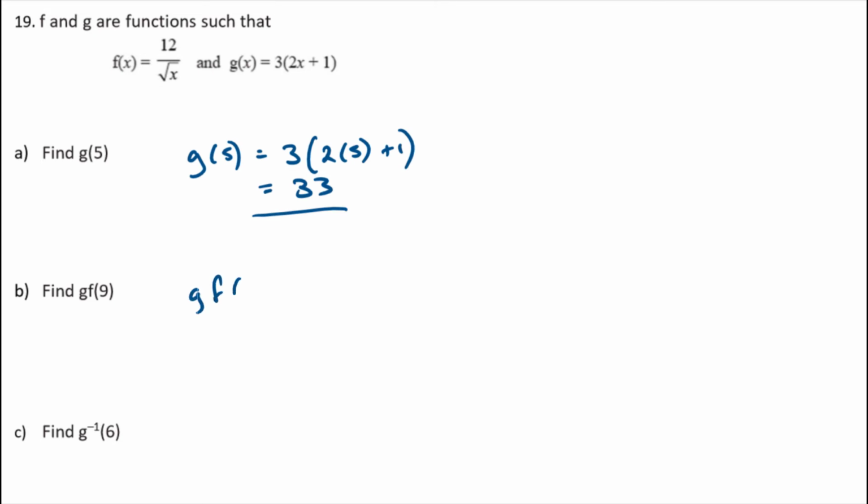G f of 9 is like taking my 9 and subbing it into f, and then taking that and subbing it into g. So f of 9 is 12 over root 9, which is 12 over 3, which is 4.